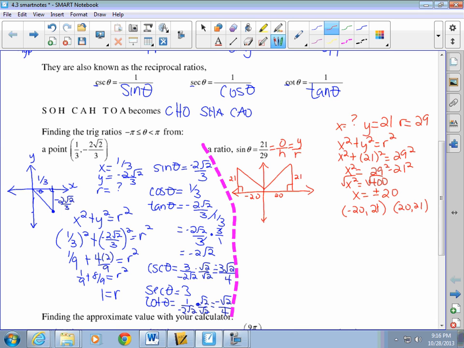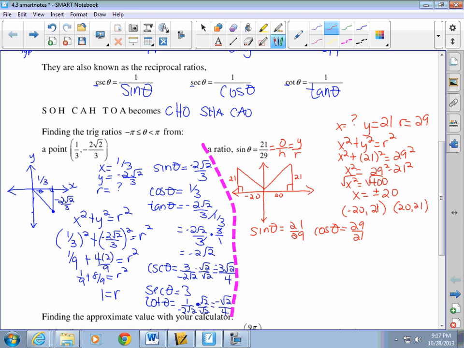So they've already given me sine of theta as 21 over 29. So I know that my cosecant, my reciprocal function, is just going to be 29 over 21. There's only one possibility for that. Because I'm not using the x value, I don't have two possibilities.